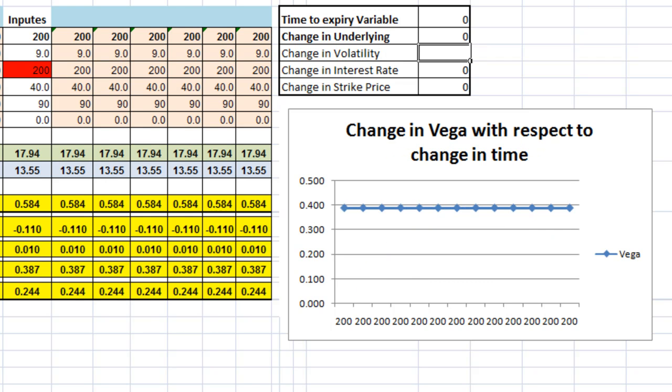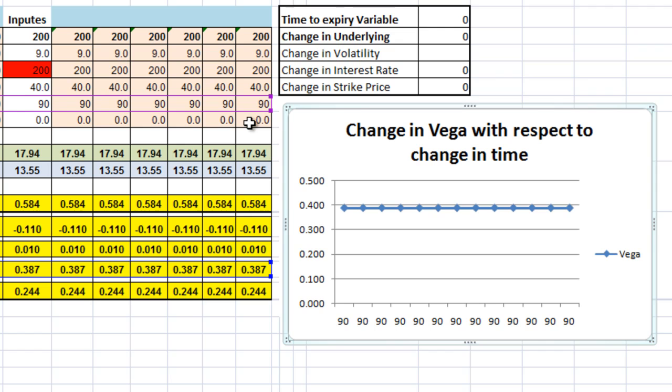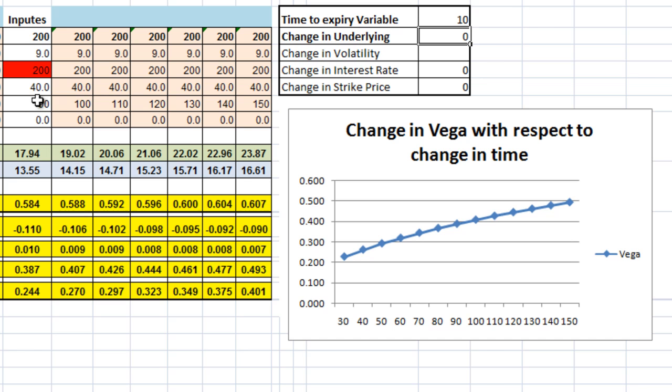With respect to change in time, what happens if time changes, variables remaining the same? What we do is we change the time to expiry variable. So I reduce or increase it by 10. What is happening here is the time is increasing, so the option is becoming more expensive, longer expiry. We can see here, if the option has longer expiry, the Vega is high, or if the option has a shorter expiry, the Vega is normally lower.